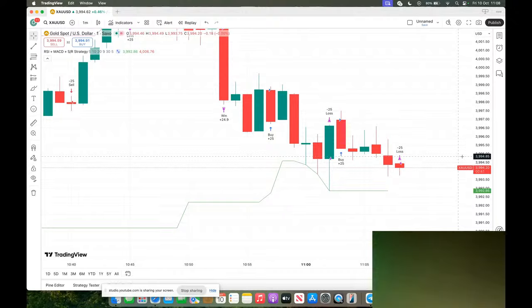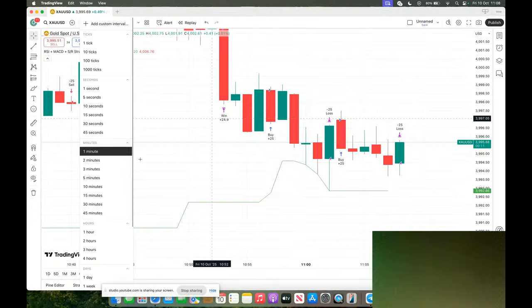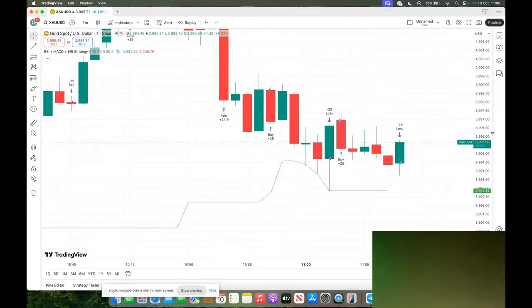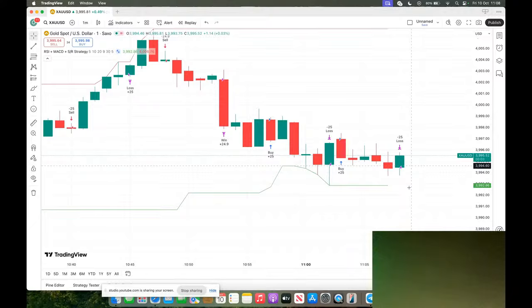Let's do one more. See when the buy is coming in. Okay. If this gives another candlestick and it drops a bit, you see that the signal will tell us to buy.